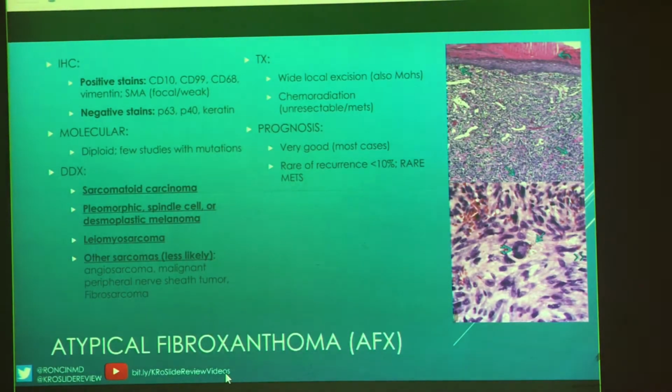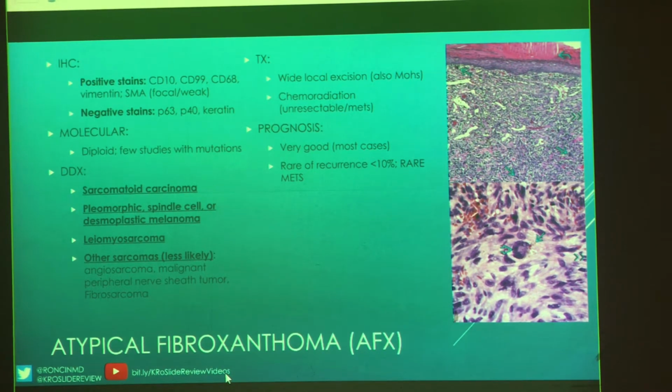For your immunohistochemical stains, CD10, CD99, CD68, vimentin. Again, we're not going to pause on vimentin. And you can have focal or weak smooth muscle actin or specific muscle actin. Your negative stains will be p63, p40, and keratins. For your molecular, most of these are going to be diploid. There are a few studies with some mutations. So what does that tell you? Molecular is not really going to help you too much on these, at least at this point.